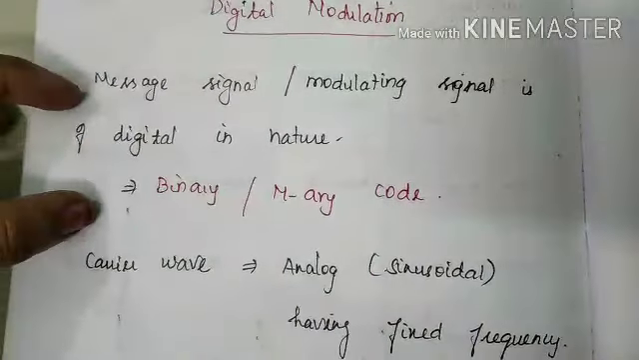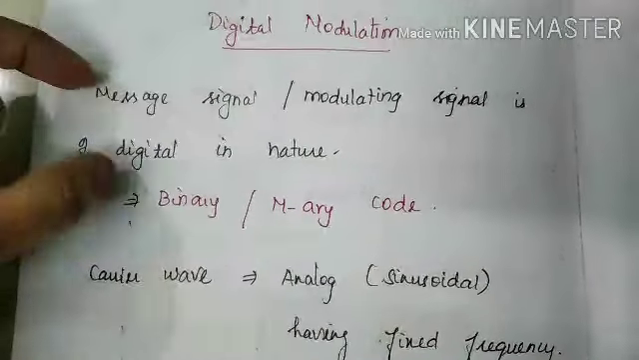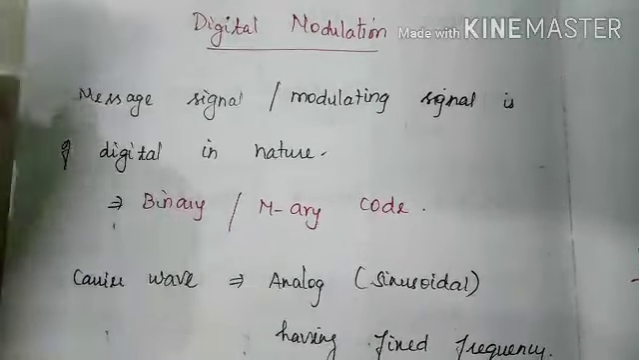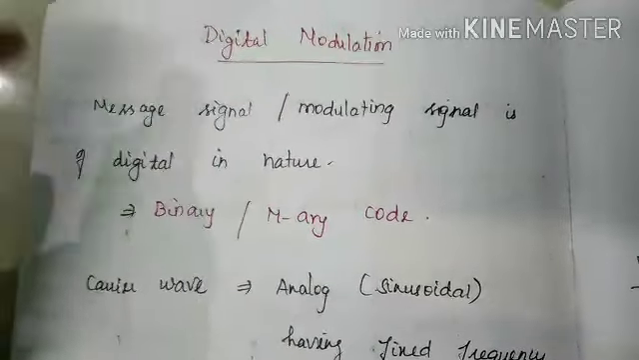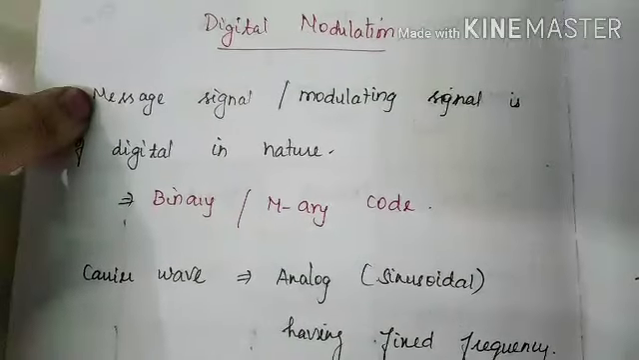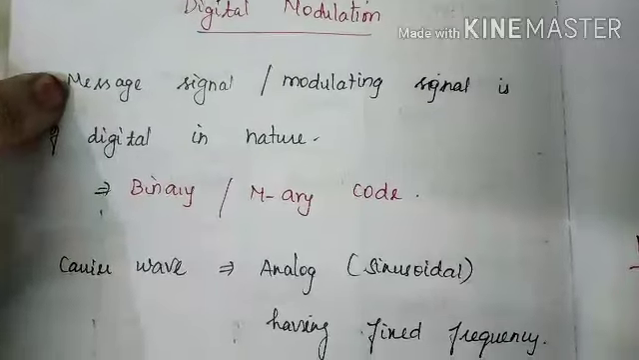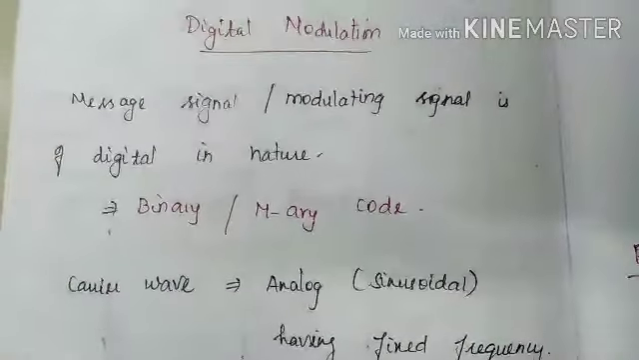This is the main point. The message or modulating signal is digital in nature. But in analog modulation techniques, that is AM, FM, PM, we consider the message signal as a sinusoidal signal. Here we consider the digital signal as the message signal, but the carrier wave is an analog or sinusoidal wave.